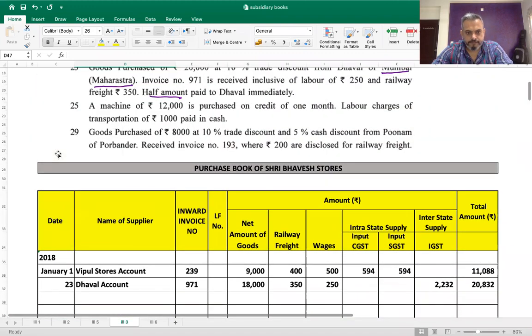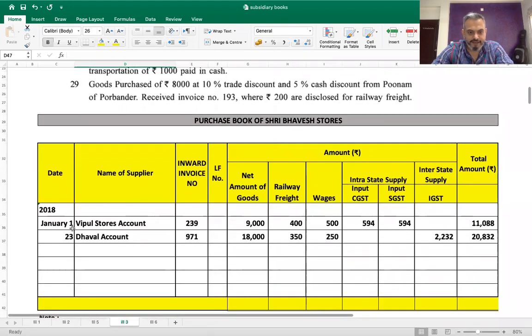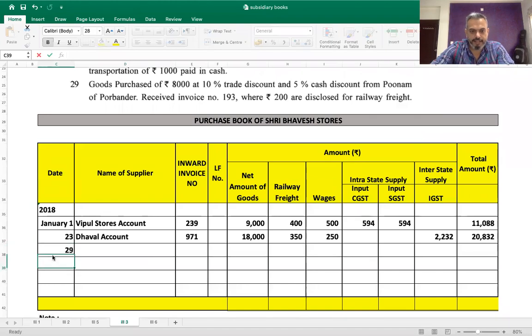Next one, 29th, goods purchase of 8,000 at 10% trade discount, 5% cash discount from Poonam of Porbandar. Now no state is given in the bracket, so it means it is a city in Gujarat itself. Received invoice number 193 where 200 are disclosed for railway freight. Credit transaction, so 29.